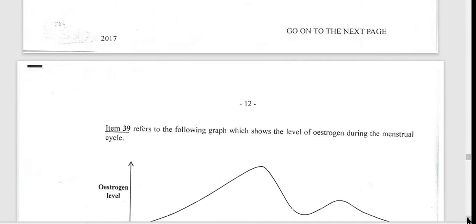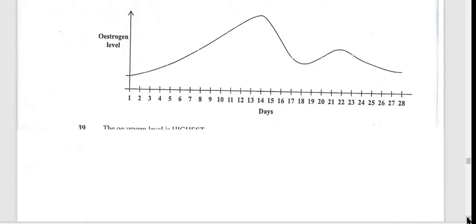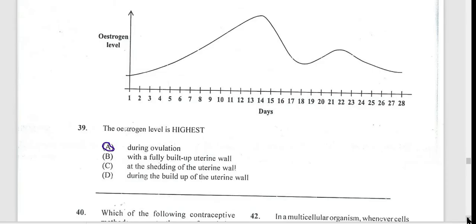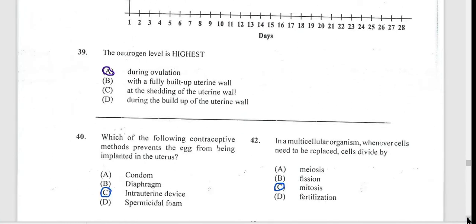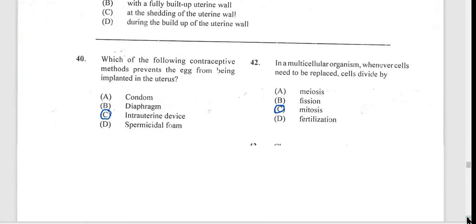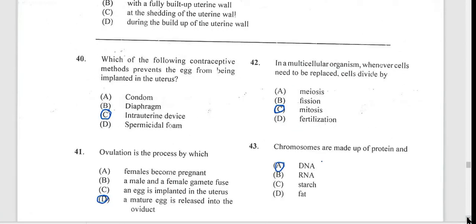39 refers to the following graph, which shows the level of estrogen during the menstrual cycle. You're looking at the level there being increased. The estrogen level is highest during ovulation, and pretty much the answer here is A. All right, so we move on to 40. Which of the following contraceptive method prevents the egg from being implanted in the uterus? Of course, prevent it from being implanted is going to be an intrauterine device that won't allow the eggs to be implanted in the uterus.